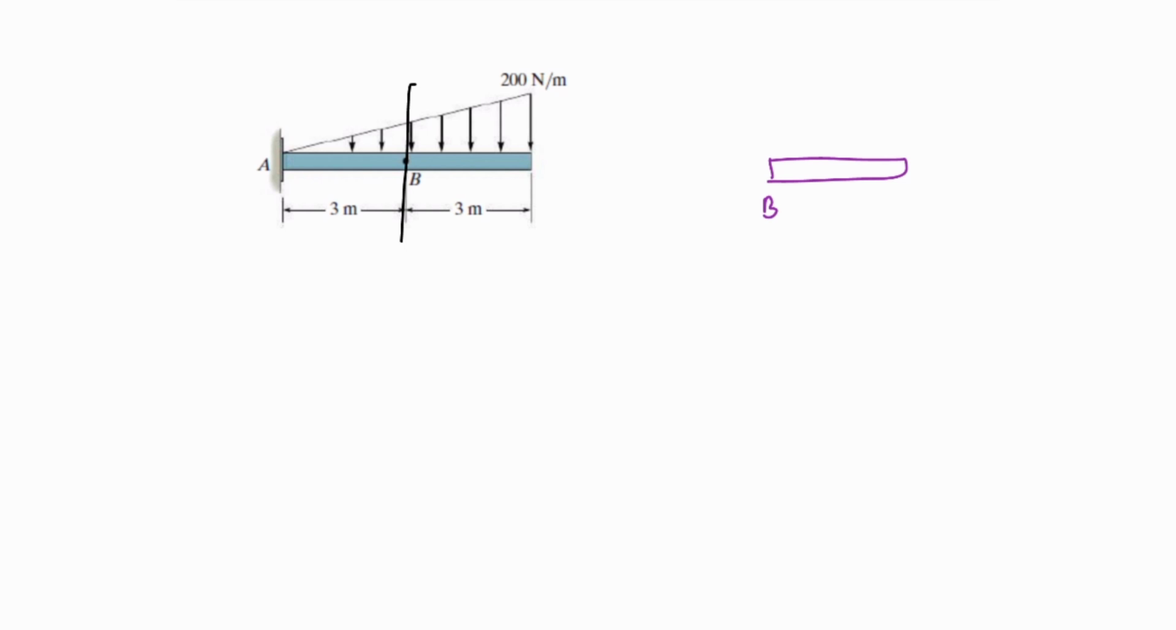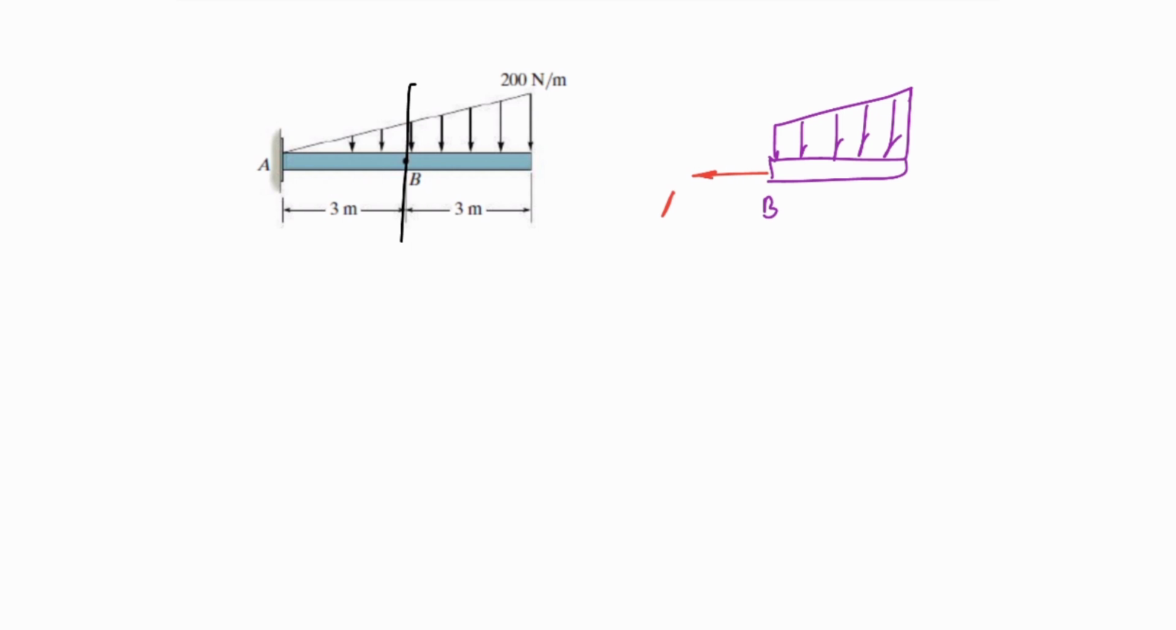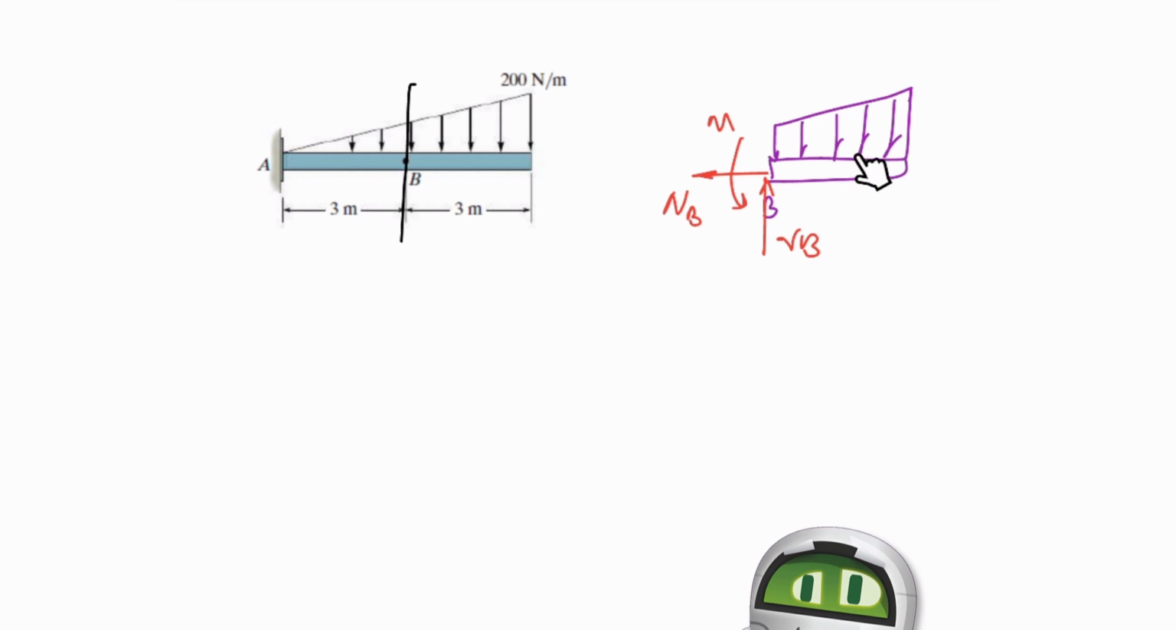I put point B over here and I have a distributed load like this one and three unknown forces. For the unknown forces, I put a normal force at B, a vertical force at B, and a moment like this. You may ask how I realized the direction of these ones. This is arbitrary. You can take whatever direction you like. But the idea is like this.